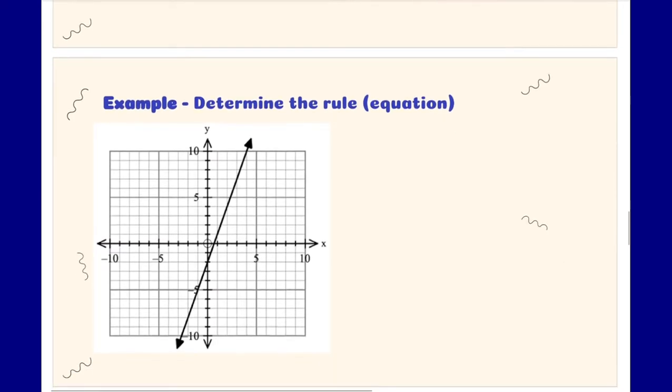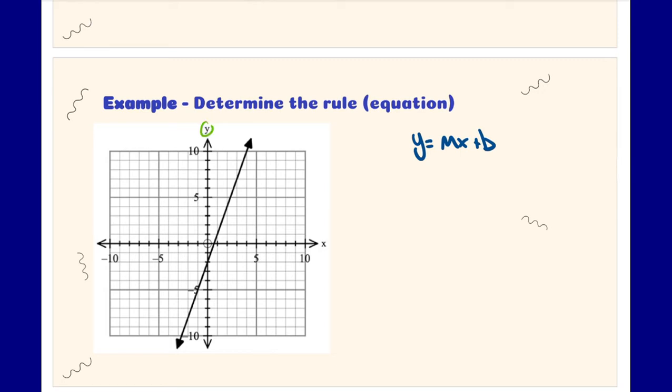So for this one, let's determine the rule or the equation. We're going to avoid creating a table of values because we want to streamline this. Again, y equals mx plus b is our general formula. We're looking for the m and the b value. The easiest thing to do is find your b value.